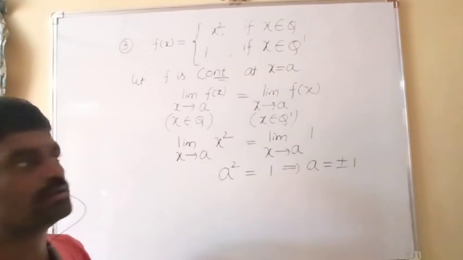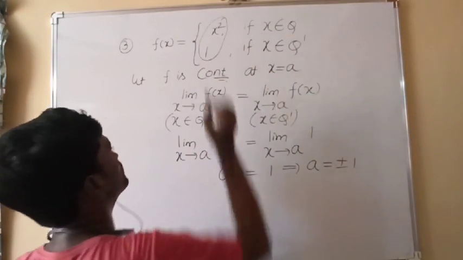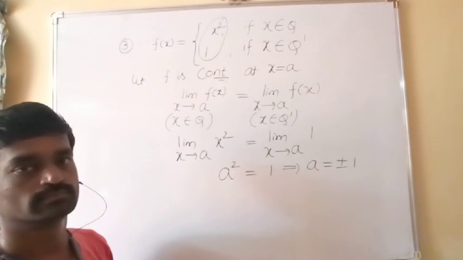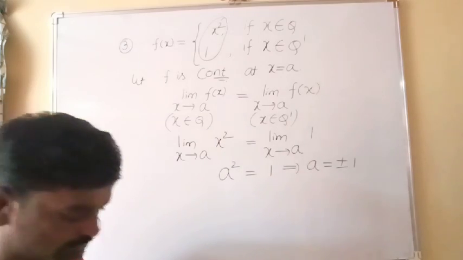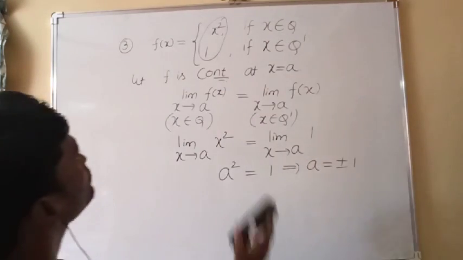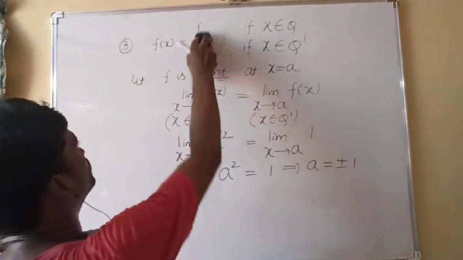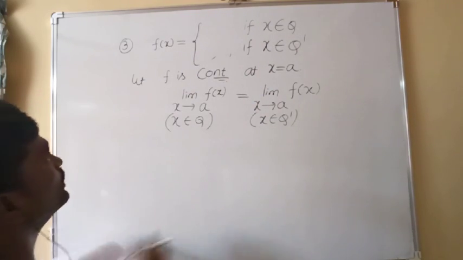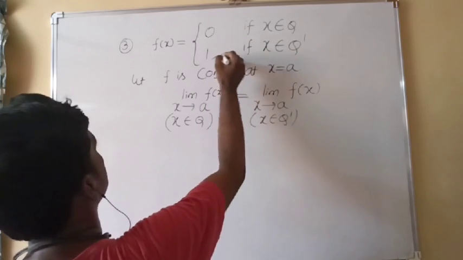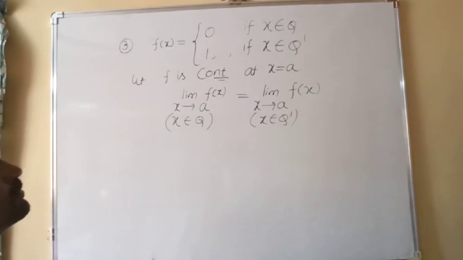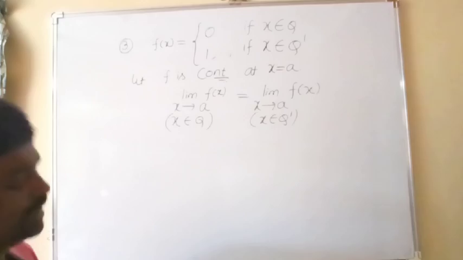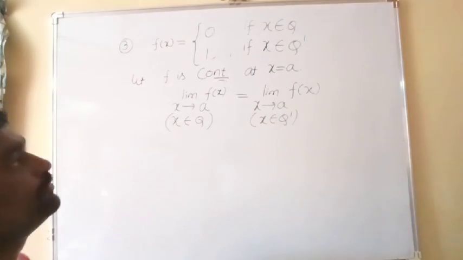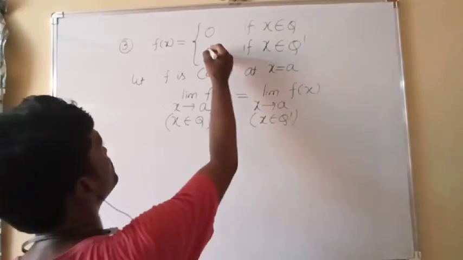So the simple shortcut: just equate these two definitions and solve for x. Or remember this procedure. Next, third problem. Here it is given 0 and here it is given 1. That means f of x is equal to 0 if x is rational and is 1 if x is irrational.